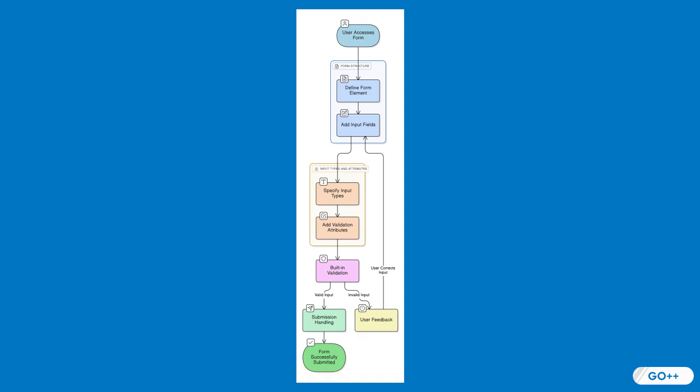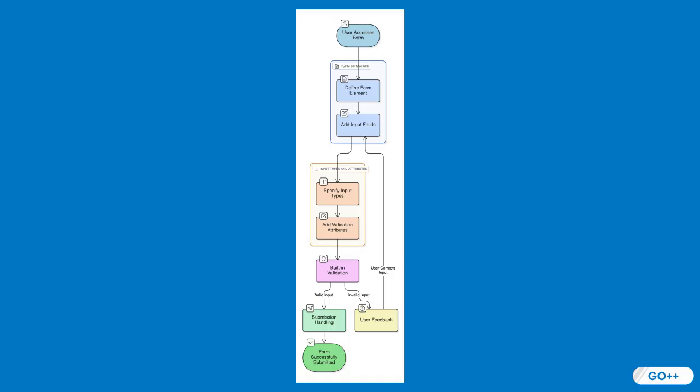HTML5 enhances form elements like input and form with attributes such as required, pattern, and maxlength. These attributes enable you to enforce rules directly in the HTML, reducing the need for JavaScript. For example, the type attribute allows for specialized input fields like email, URL, and date, each providing specific validation and input interfaces.